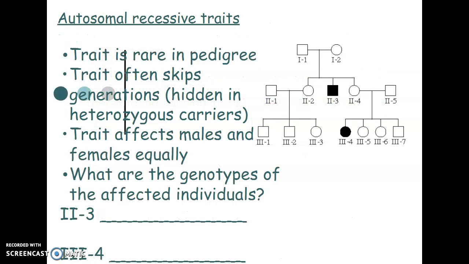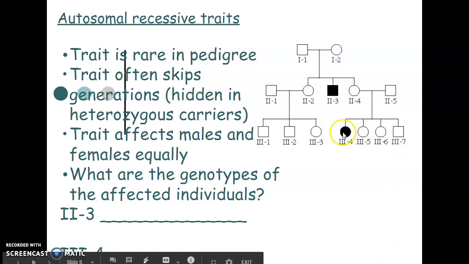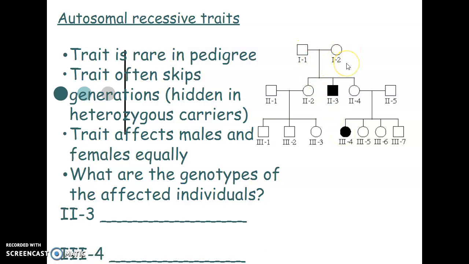So, autosomal recessive trait: the trait is rare in the pedigree. We only see it twice in this pedigree chart. It's rare. It skipped the first generation. It affected both a male and a female, so it affects them equally.